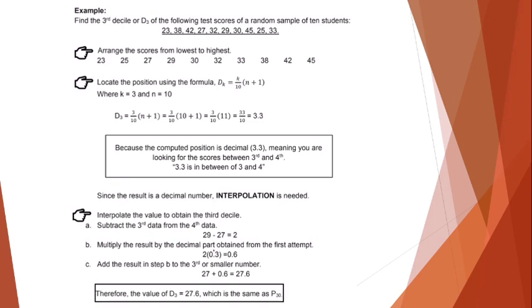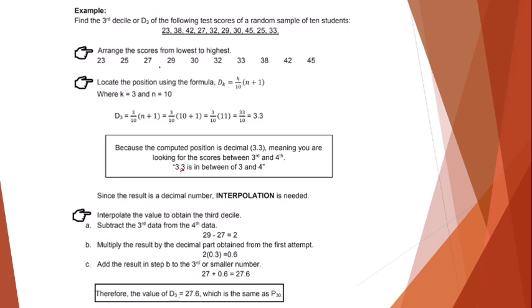So, now, ano po yung 0.3? Yung nagpa-decimal sa kanya. Okay, so yung result natin, the difference from the fourth term to third data, 2 times 0.3 is 0.6. Add the result in step B, so 27 plus 0.6, or the smaller number, so 27.6. Therefore, your decile 3 is 27.6.